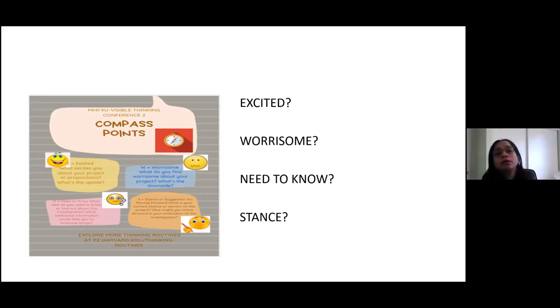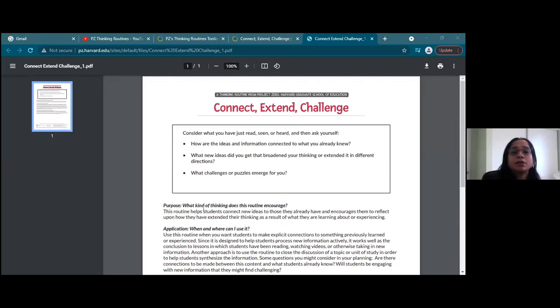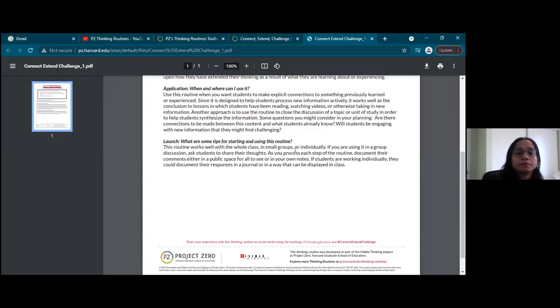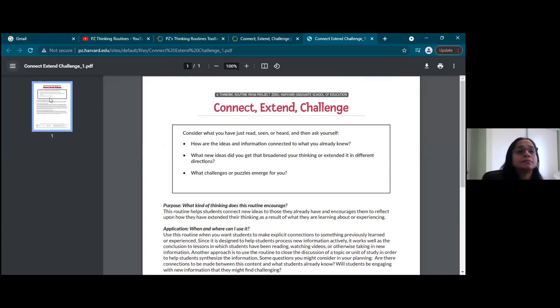Yeah, so let me stop share and I'll show you the visible thinking routine page. Okay, can you see this page that I'm sharing with you? It says connect, extend, challenge. Can you see that? Yes, ma'am. Okay. Here you have connect, extend, challenge. And if I go back, if you go to this site, let me go to it from the presentation.